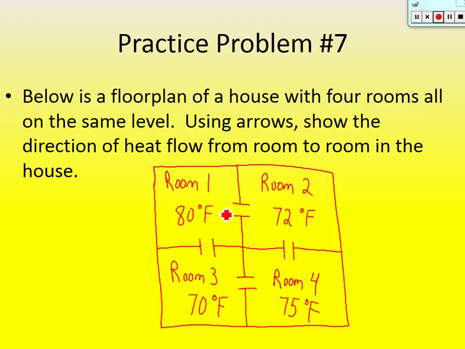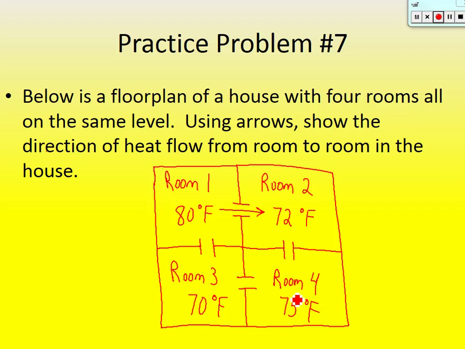Which way would it go, guys? The heat? We're talking from room 1 to 2. Which way would the arrow be drawn? Yeah. Heat always goes from high temperature to lower temperature. So the heat is going to leave room 1 and go to room 2. Okay? Let's go clockwise here.